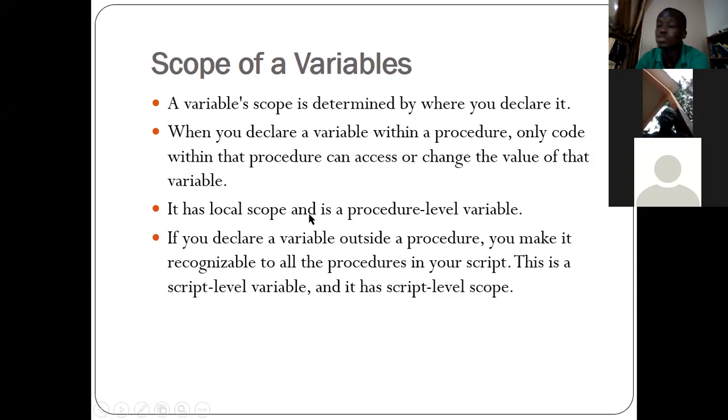Once you talk about local scope, then we can also have global scope. If you declare a variable outside the procedure, you make it recognizable to all the procedures in your script. So it means that there is a hierarchy, there's a structure. We will not understand this till we start actually writing a lot of code. So if you declare a variable, it can be only accessible within a certain local context, and it can also not be available at all.